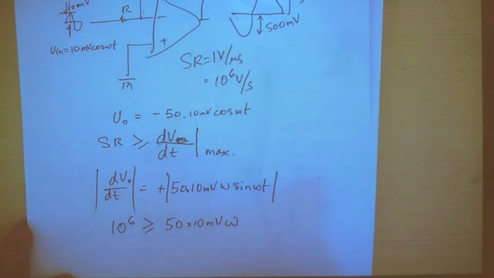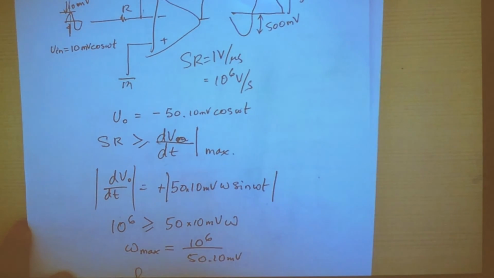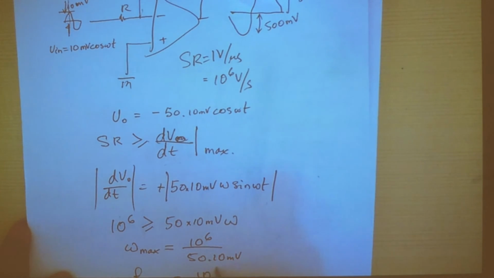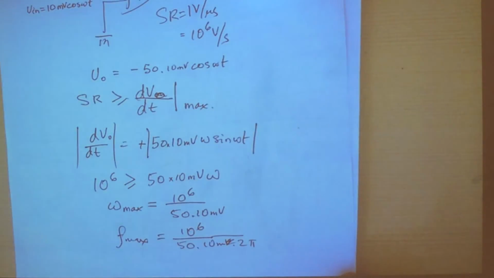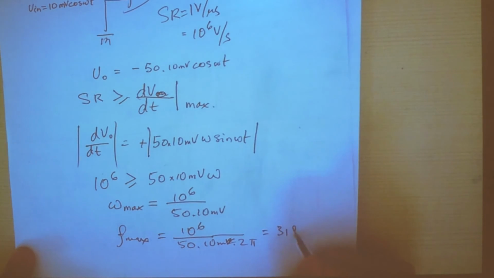Alright? So to find out omega max, so omega max will be equal to this 1 megavolt divided by 50 divided by 10 millivolt. Alright? So F max is equal to 1 megavolt divided by the gain, divided by 10 millivolt, divided by 2 pi. Forget about the volt. Alright? So you have this. This is your result. And if you find out this is 318 kilohertz.